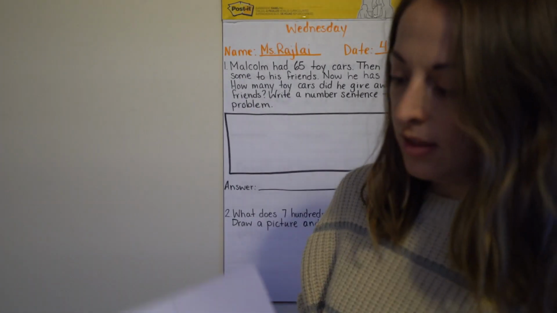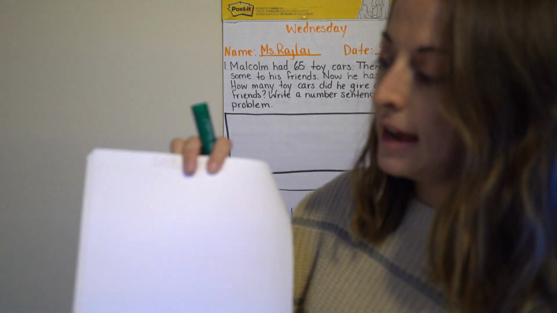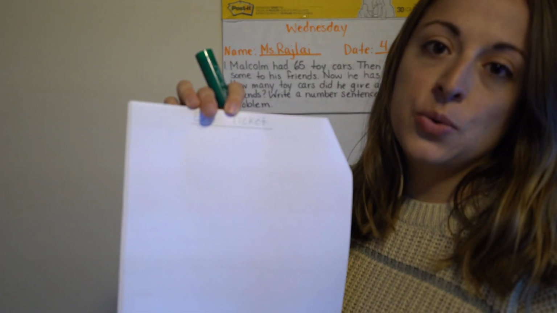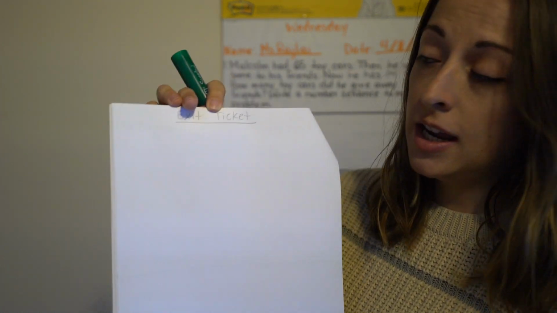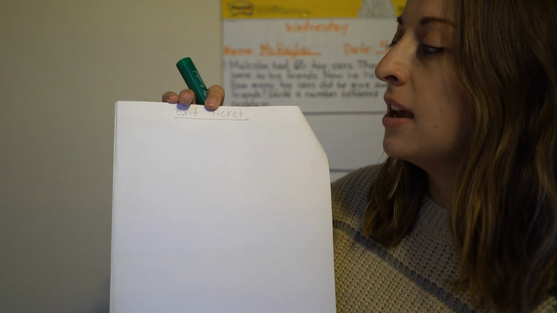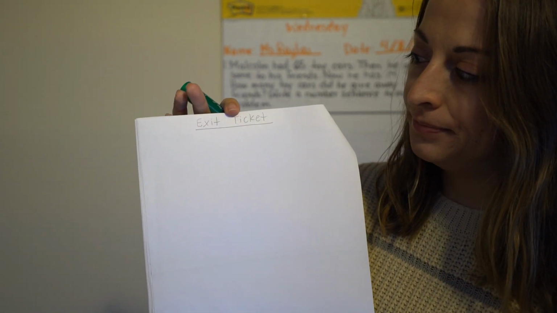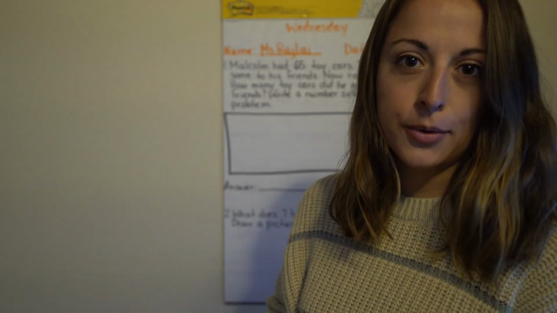And then on your last page, you're going to write exit ticket at the top. This is something you will do when you're finished watching my video, and you will take a picture of just your exit ticket and put it onto Seesaw. All right, so let's get started with number 1.